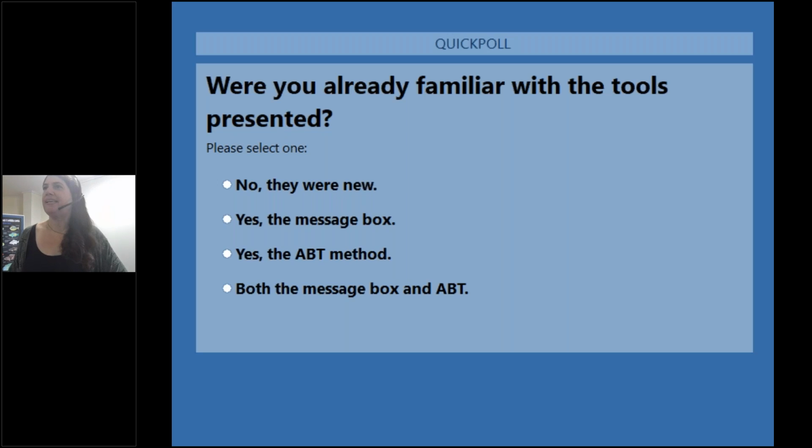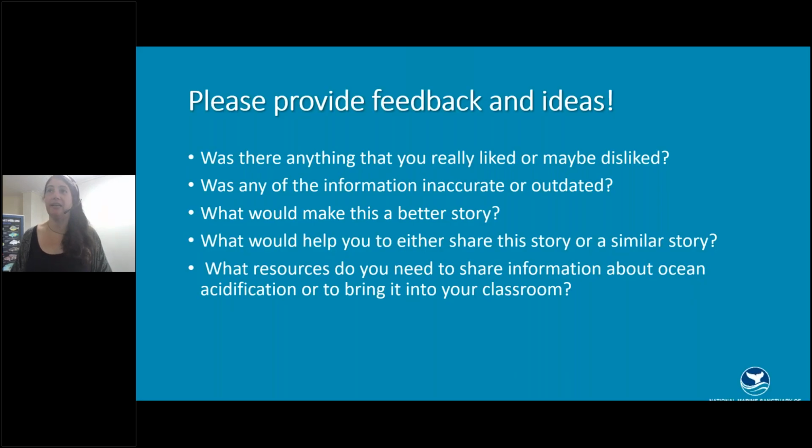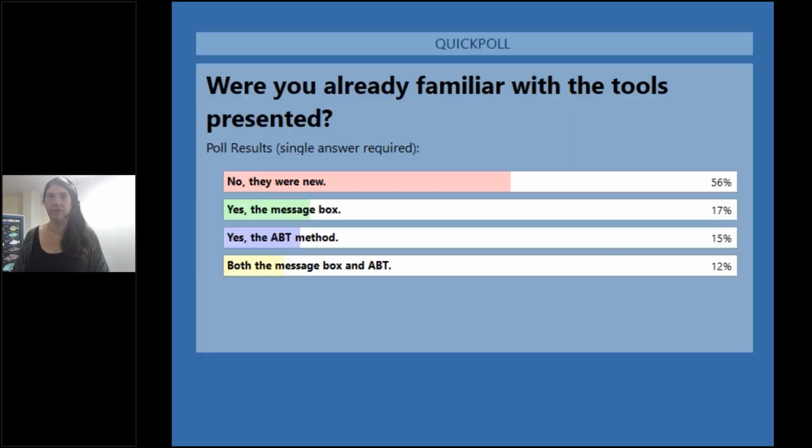Let's see. Still collecting some responses here. And I'm going to go ahead and close that. So it looks like they were new for a lot of you. So definitely recommend checking these out. They are incredibly useful tools to help build stories and to help convey narratives, to help people understand some of these topics. All right. And so those are all of my poll questions for all of you.